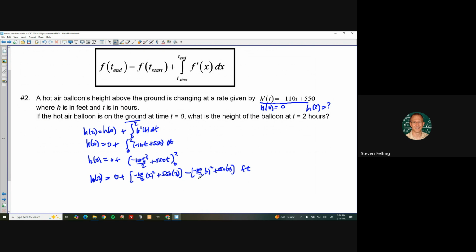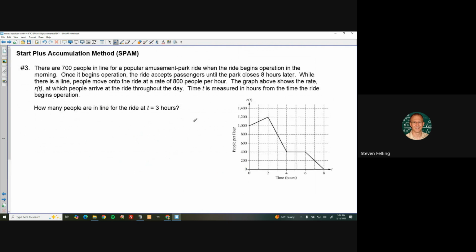Okay, let's look at another example. There are 700 people in line for a popular amusement park ride when the ride begins operation in the morning. Once it begins operation, the ride accepts passengers until the park closes 8 hours later. While there is a line, people move onto the ride at a rate of 800 people per hour. The graph here shows the rate R of t at which people arrive at the ride throughout the day. The time t is measured in hours from the time the ride begins operation. How many people are in line for the ride at t equals 3 hours?